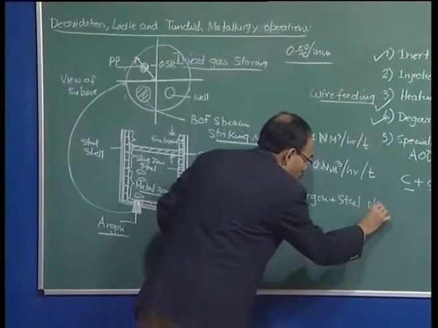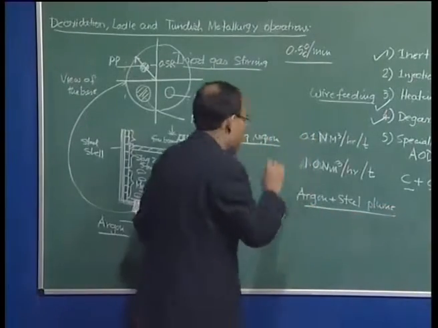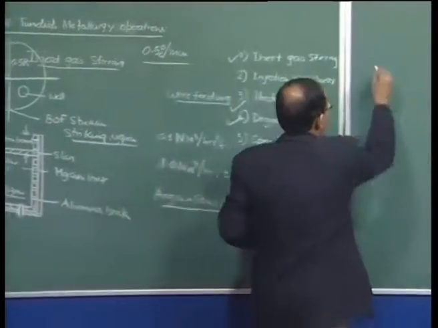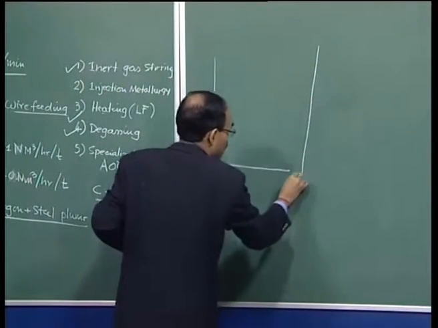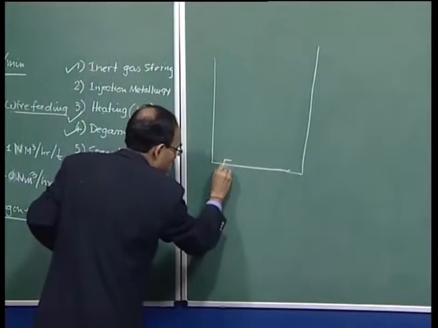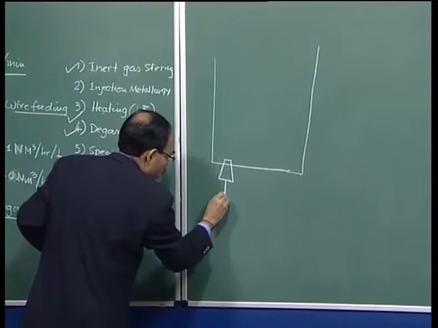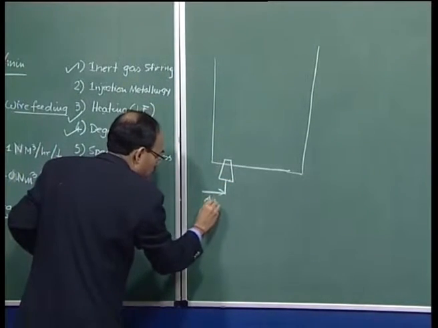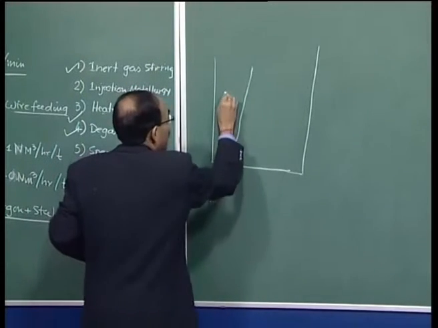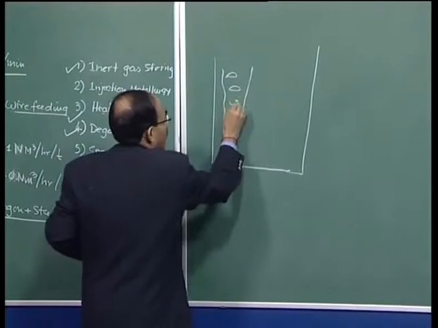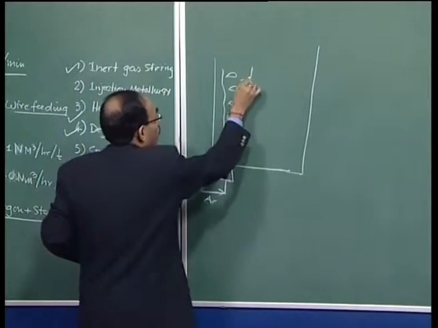Argon plus steel plume. Let me give you a clarified picture now, having given you the design and the refractory features. Let us now draw it. So I have the ladle here, I have the porous plug here, I inject argon, and what I see is a region here through which bubbles rise.